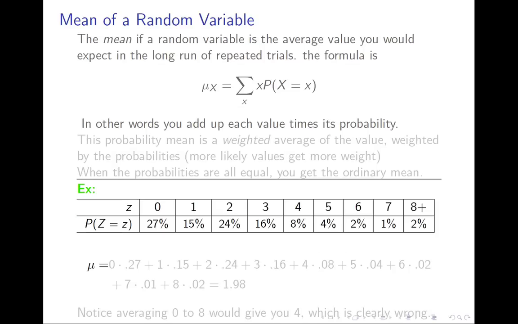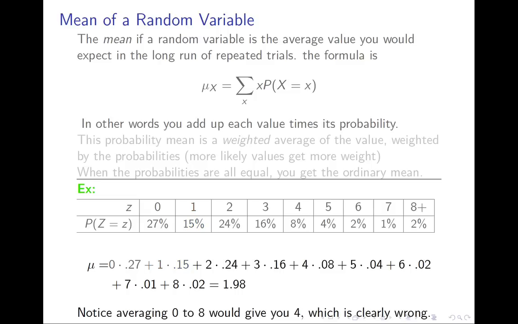Z is a more interesting example. Z is the number of children a random person has had. So what's the average number of children an American adult has had? We take 0, the first value, times 0.27, its probability. We're converting the percentages to decimals because the percentages are just a way of writing decimals. They're a description, they're not the actual number. Plus 1 times 0.15, and so on. We add up each value times its probability, and we get 1.98. So we conclude the average adult American has had 1.98 children. I don't know if they asked only people over a certain age.